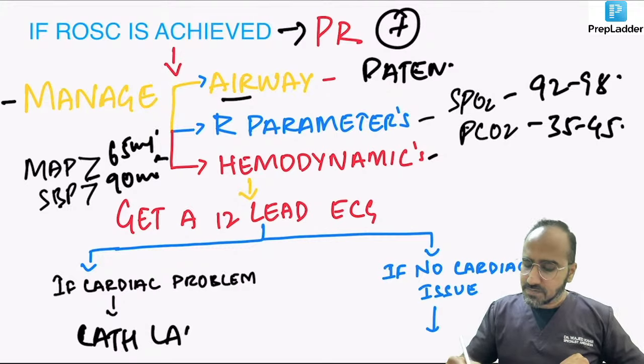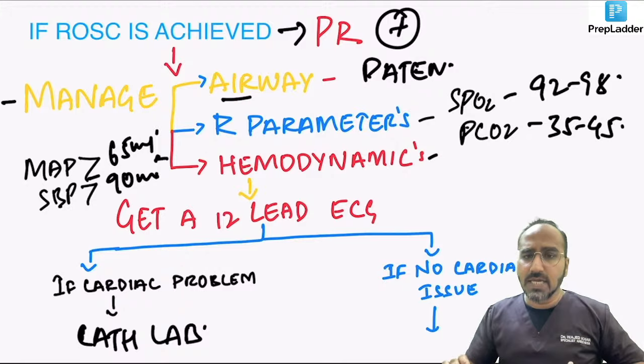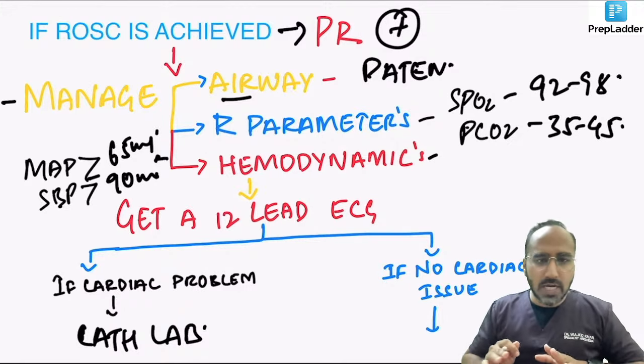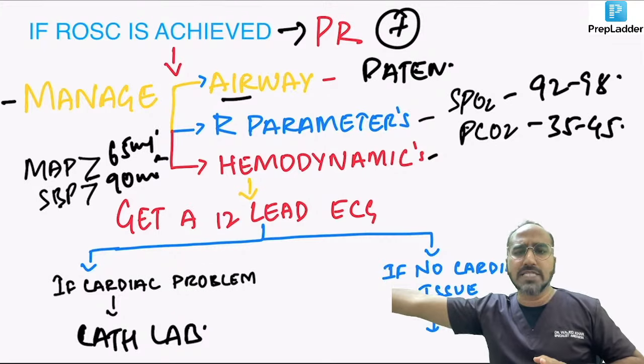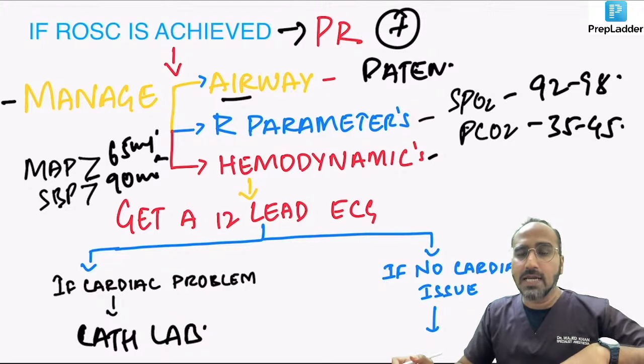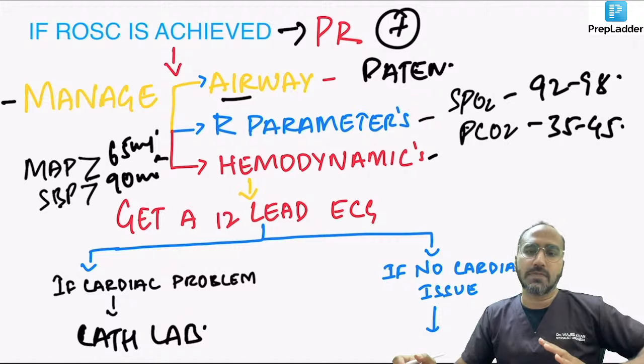Cath lab. But if there is no problem in the ECG, I will now assess how the patient is responding, whether he is responding or not. If he is responding, I'll send him to ICU because he had a cardiac arrest event. But if he is not responding, first I'll do some things and then send the patient to ICU.